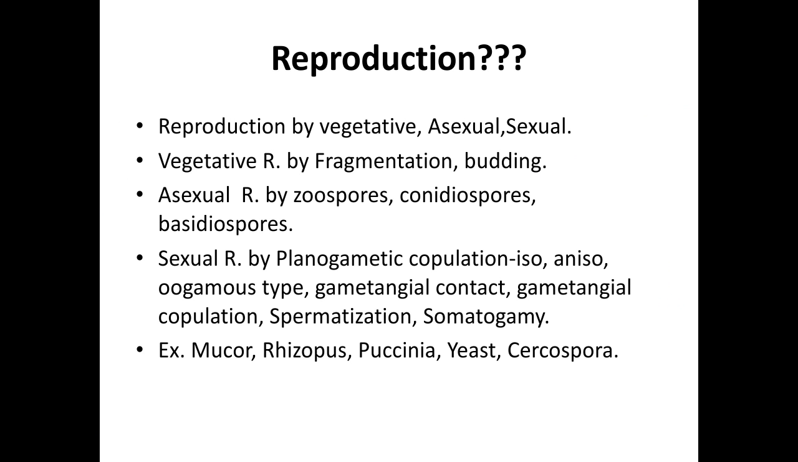Within the vegetative hyphae, one hypha acts as a male gametangium and another hypha acts as a female gametangium. Then these two filaments come close to each other, the wall between them dissolves, and there is an exchange of material. Here they form the zygote, which is diploid, and it divides and redivides, and lastly gives rise to spores. Such reproduction is known as gametangial copulation. Then spermatization and somatogamy.